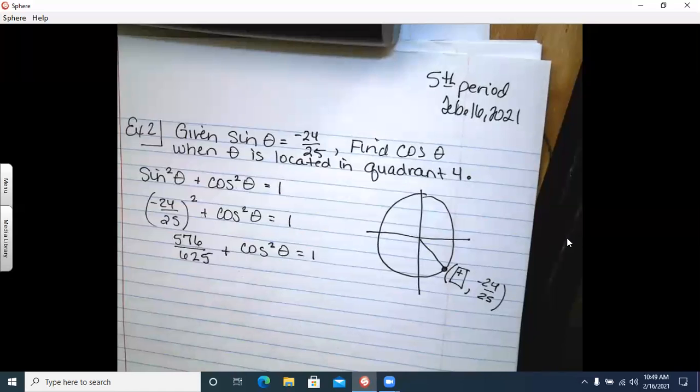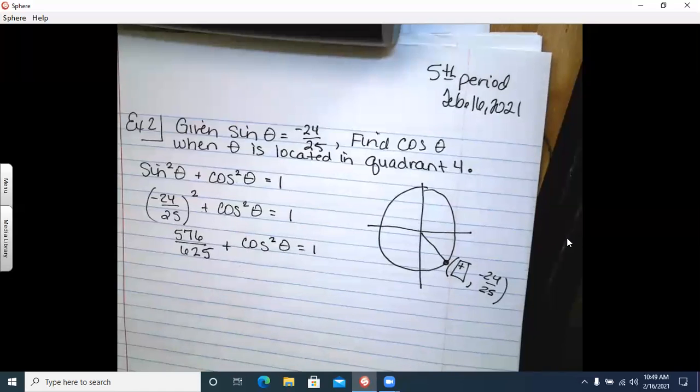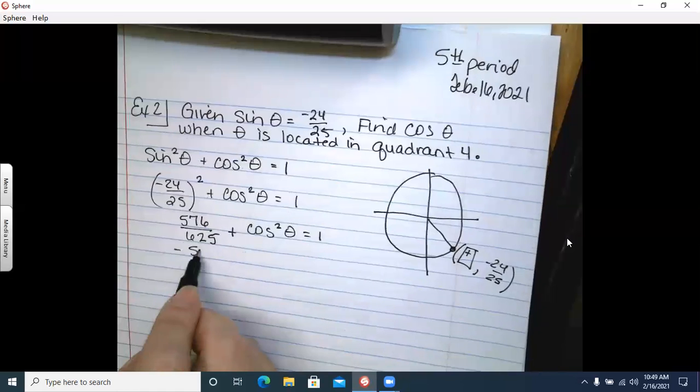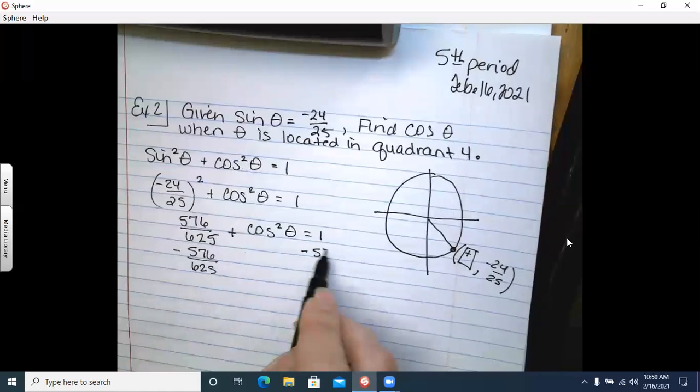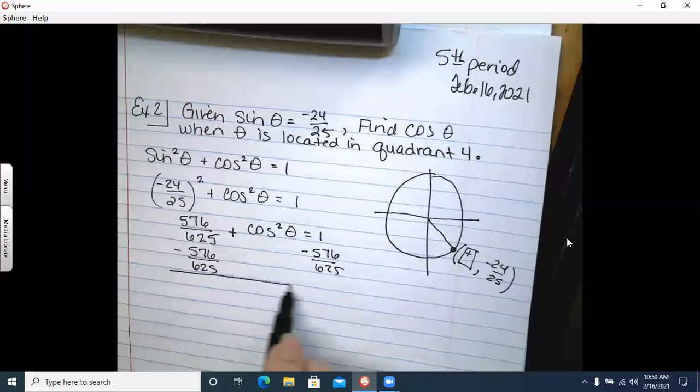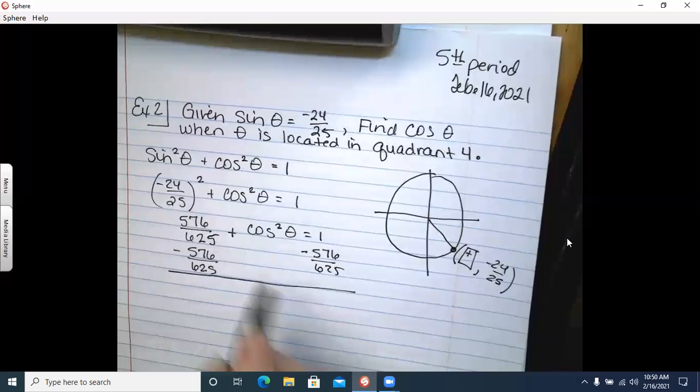Now what? Right, subtract 576 over 625 from both sides. It turned positive. So we know those two fractions on the left cancel. We're left with cosine squared of theta equals 1 minus 576 over 625.